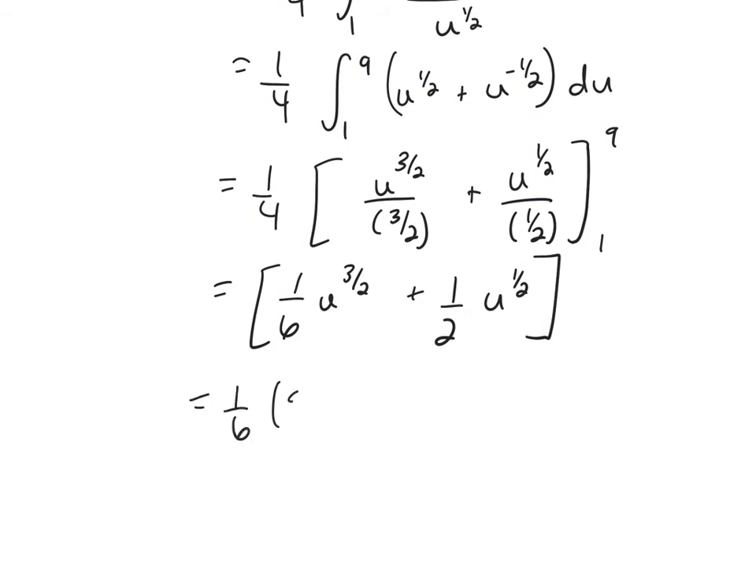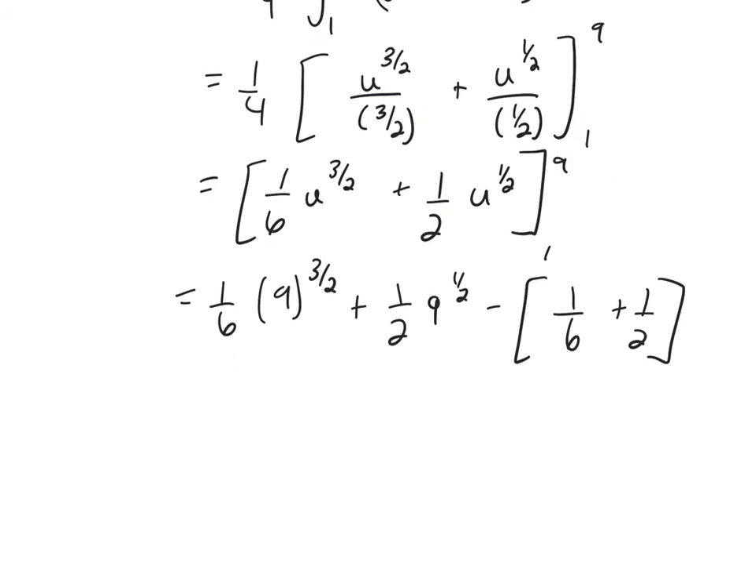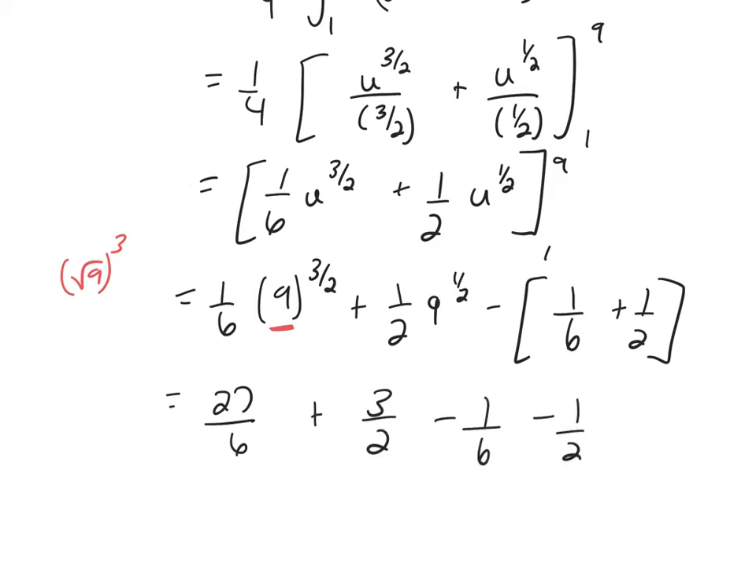So this is 1/6, 9 to the 3/2, from 1 to 9 here, plus 1/2, 9 to the 1/2, minus, and plug in 1, you'll get 1/6 plus 1/2. So here, for this one, it's the square root of 9 cubed. So it's 3 cubed, or 27. 27 over 6 plus 3/2 minus 1/6 minus 1/2.